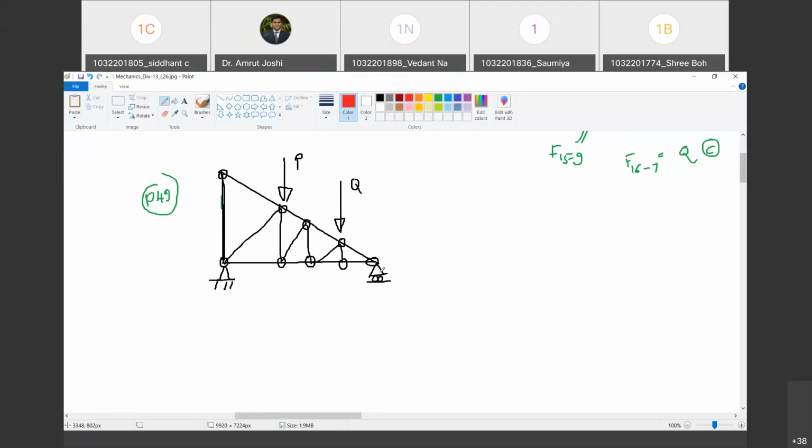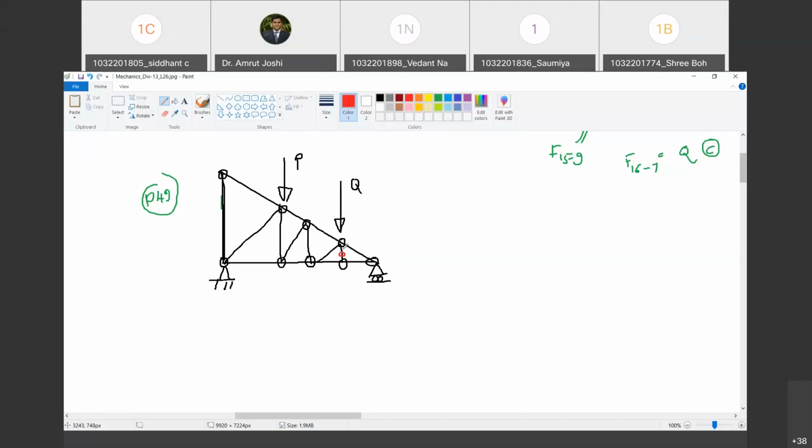So rule number 1 doesn't apply. Any of the rules do not apply. Do you agree with me? Yes, sir. What about this member? At this joint, there are only 3 forces meeting, out of which 2 are collinear. So force in this member must be 0.